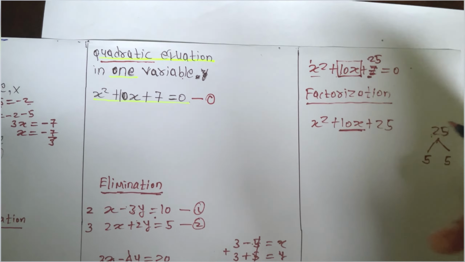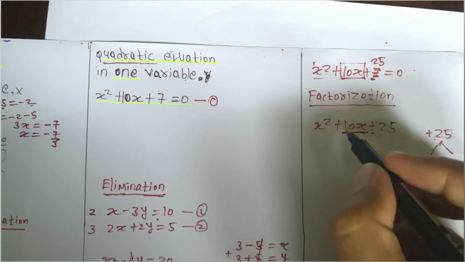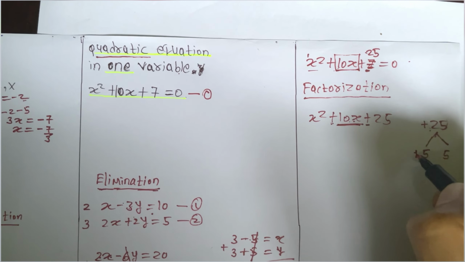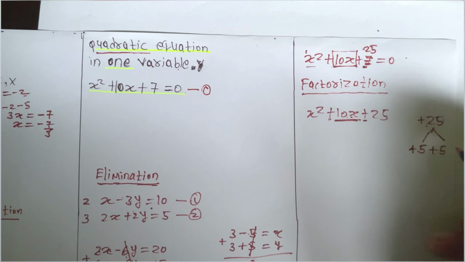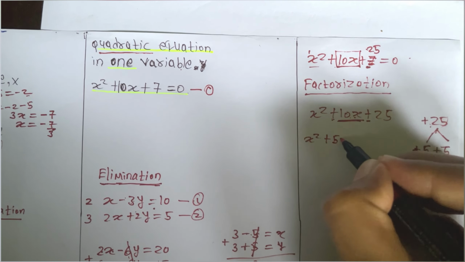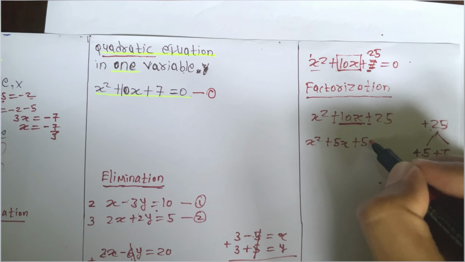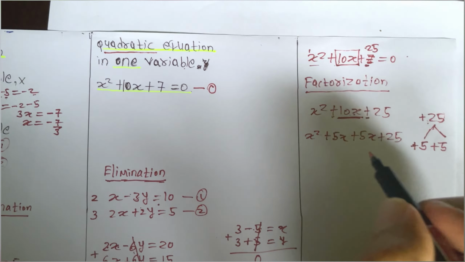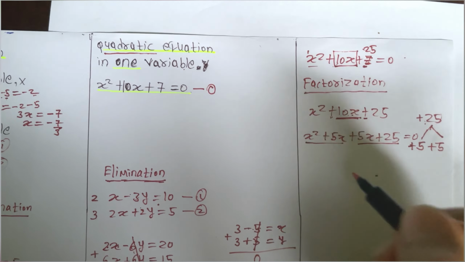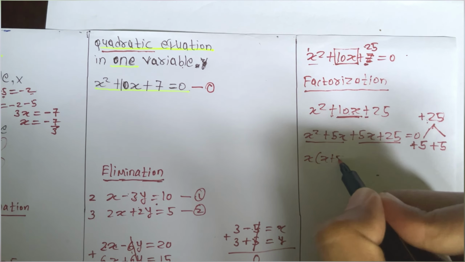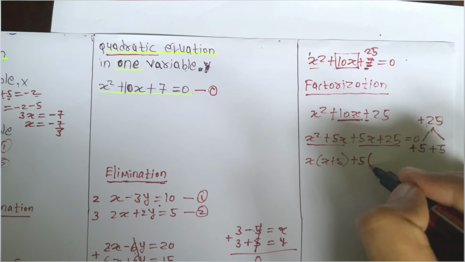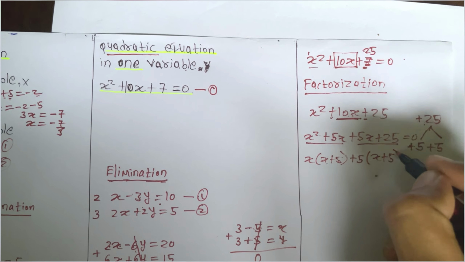We put the sign plus 25, and the sign with the term 10x we put over here, so it will be plus and plus. Now we factor 10x as 5x plus 5x, so x square plus 5x plus 5x plus 25 equals 0. Take x common from the first two terms, it will be x into x plus 5. Take 5 common from the last two terms, it will be plus 5 into x plus 5.